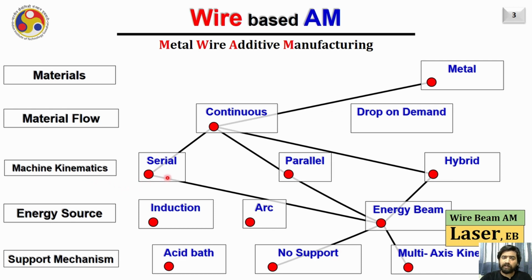Then the machine kinematics could be serial kinematics, it could be parallel kinematics, or it could be the hybrid kinematics. Then the energy source particularly will be focused today on the laser-based systems. Then the mechanism for generating the support could be either by utilizing the multi-axis kinematics or no support system. We have already discussed that it is very difficult to provide some additional support in the case of metal when it is used as a raw material.